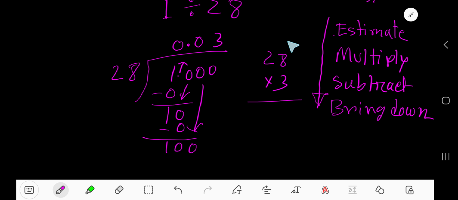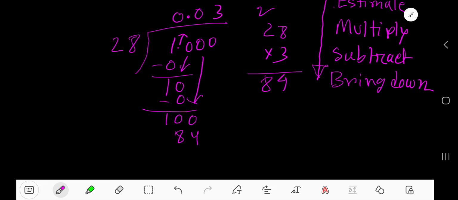3 times 8, 24, then 3 times 2, 6, plus 2, 8. 84, right? 84. Okay, if you subtract, then what will happen?